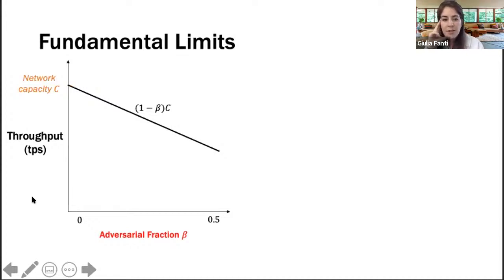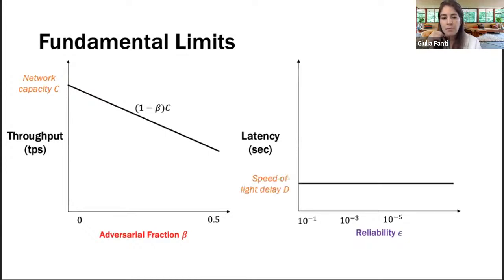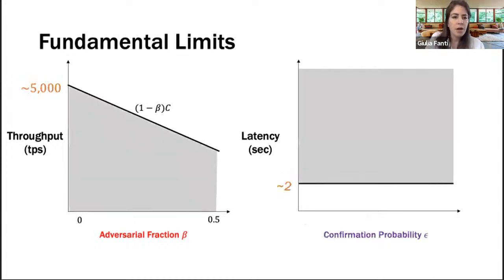But in addition, as you get more and more adversarial nodes, you also can't force the adversary to contribute to your throughput. So your total throughput has to be upper bounded by this curve. At the same time, if we look at latency now as a function of our reliability, epsilon, as we said before, this is going to be lower bounded by the speed of light delay, d. So our goal here is to operate in these gray regions, and we want to come as close as we can to the black lines, to the fundamental limits.